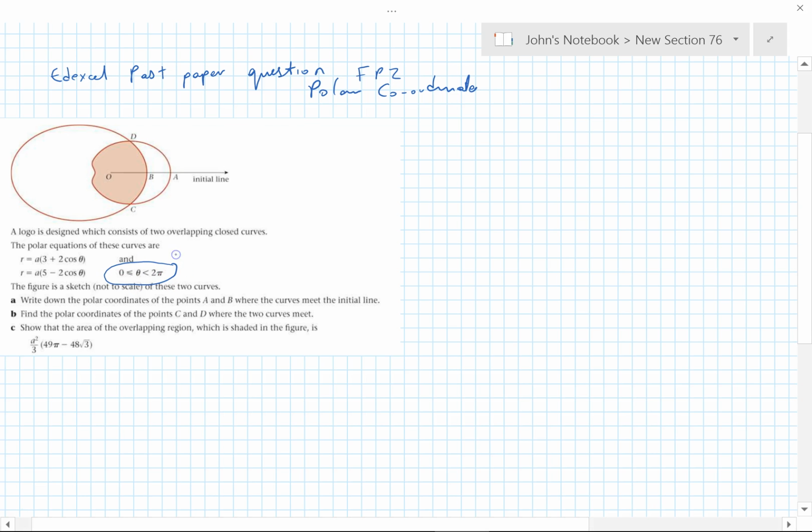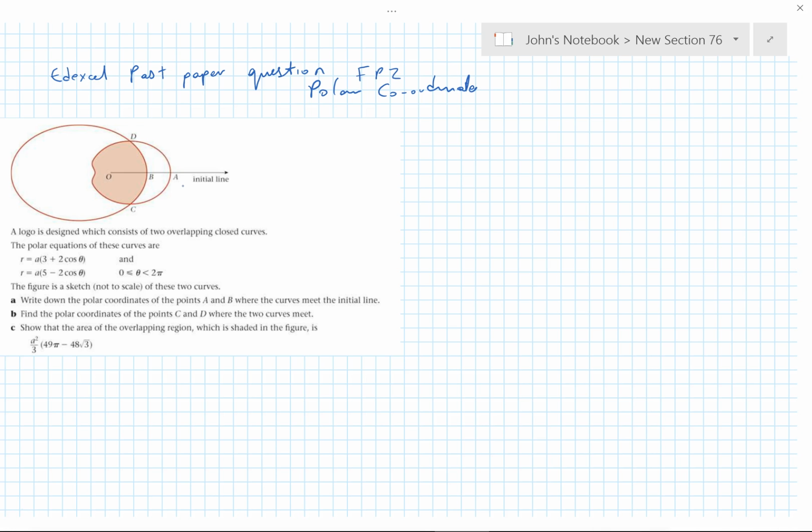The range is a little bit unusual. Normally we define them between minus pi and pi rather than 0 and 2 pi. It's not going to change the shape at all. It just means that we're going to have a different polar coordinate for point C. It would normally be a negative, but here it will be at some number above pi.